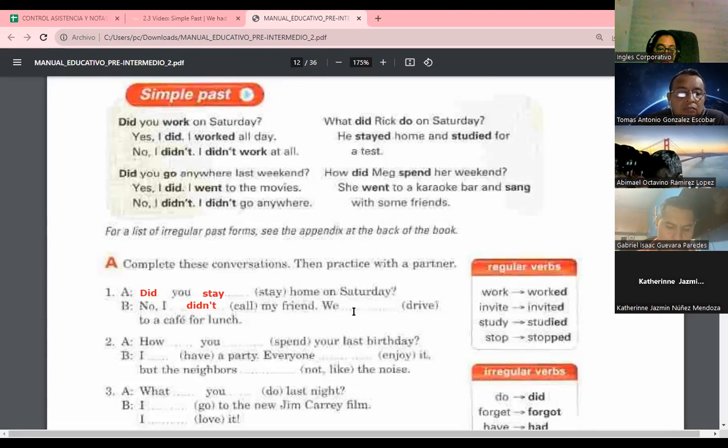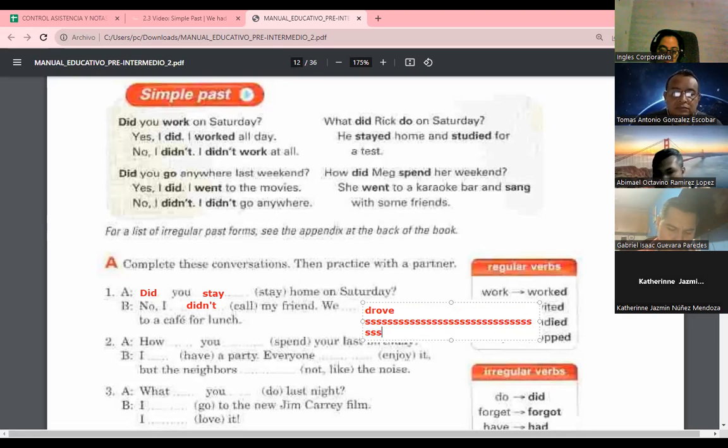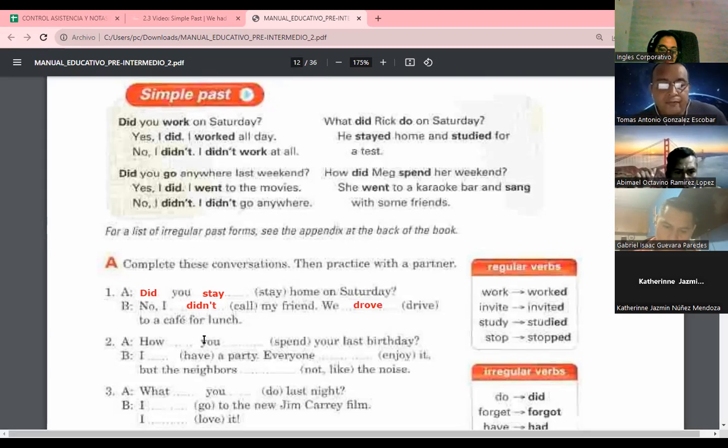We what? Throw. The past of the? Drive. We drove to a coffee for lunch. Dios mío, quedó loco esto. Ajá, entonces decimos el pasado. Drive. Pasado de drive, right? Drive. Okay. How did? Muy bien.